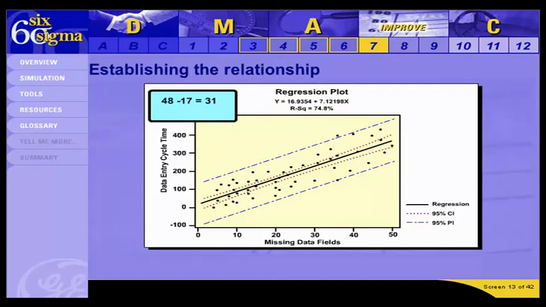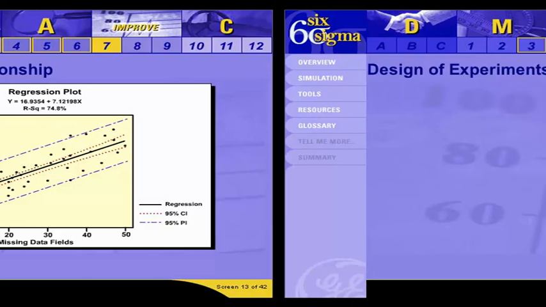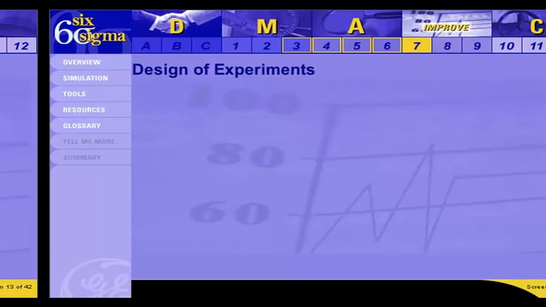If we take our target of 48 hours and subtract 17, we have 31 left. Dividing 31 by 7 gives us an answer of 4.43. So as a rough estimate, we can say that the data indicates that for us to meet our target of 48 hours, we should average no more than 4.4 missing data fields per application. Click Next to continue.